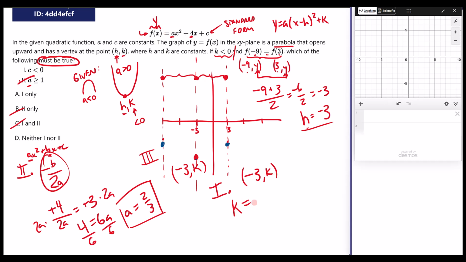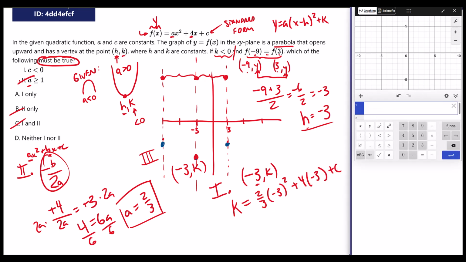So I'm going to write k equals my a value, which I already know from having dealt with Roman numeral 2. The a value is 2/3. I'm going to plug in that x value for my x's. So that's -3 squared plus 4 times -3 plus c. What is this? 2/3 times 9. You know what? I don't want to make a careless mistake there. So I'm just going to do that in Desmos. Just to be real safe, I'm not even going to do that in my head. I'm just going to do all this in Desmos.